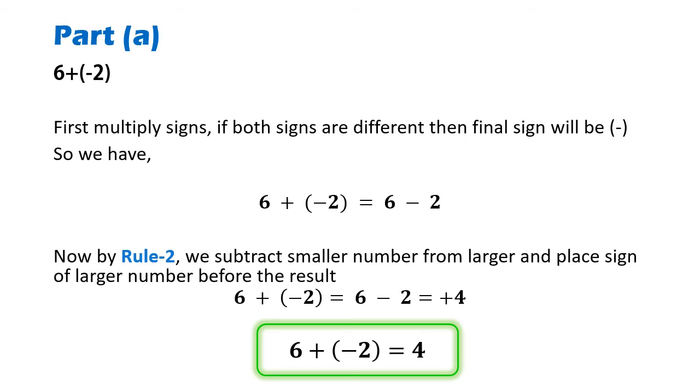Part A. 6 + -2. First multiply signs. If both signs are different, then final sign will be minus. So we have 6 - 2. Now by rule 2, we subtract smaller number from larger and place sign of larger number before the result. So finally we have 6 + -2 equals 4.